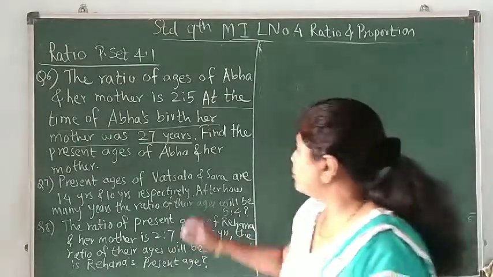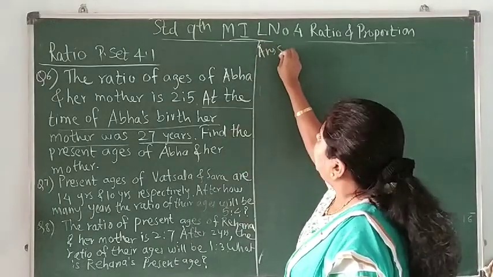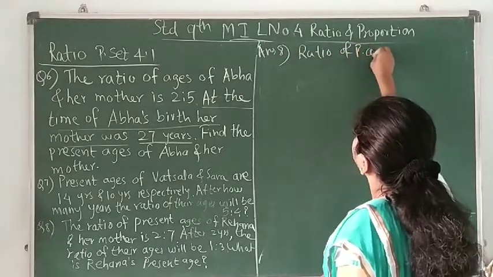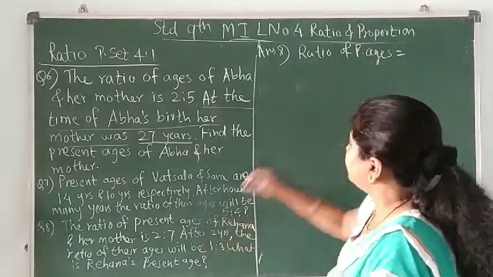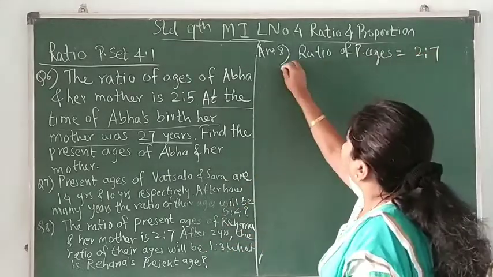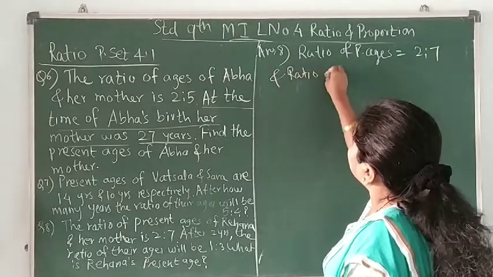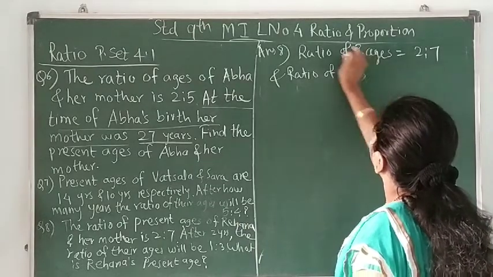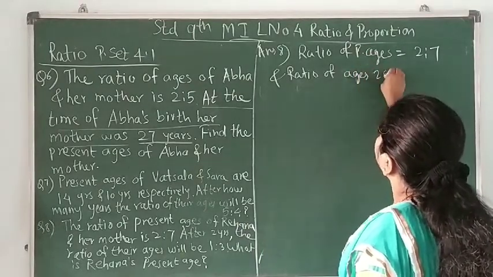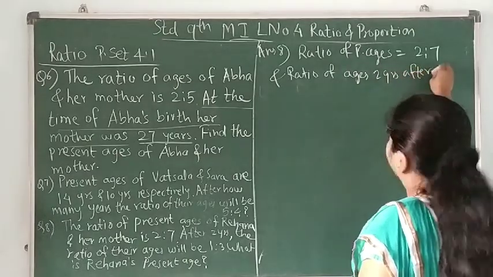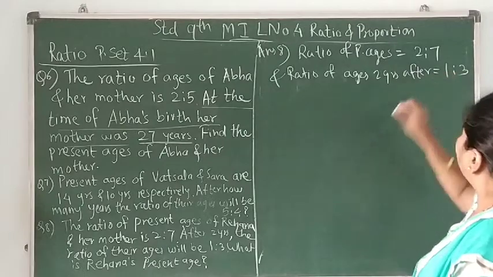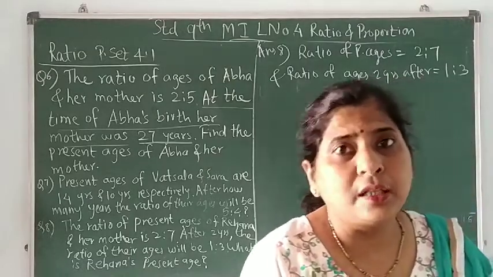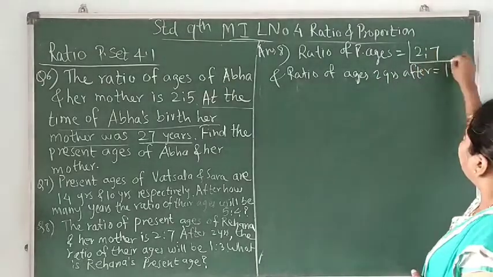Here we have two ratios. Here it is answer number 8. What is given is the ratio of present ages of Rehana and her mother, which I am writing here in short, 2:7, and the ratio of ages 2 years after. This ratio is given to us as 1:3. So how can we find the present age? As we have to find the present ages, to get the original numbers from the given ratio, we have to find the present ages.